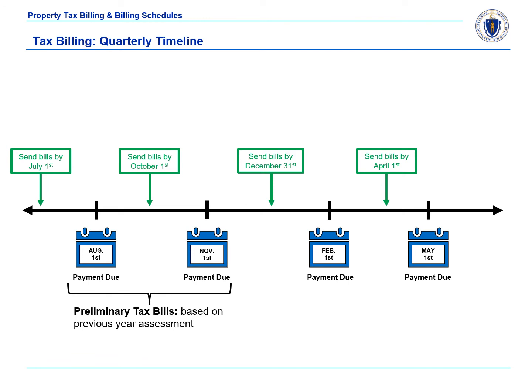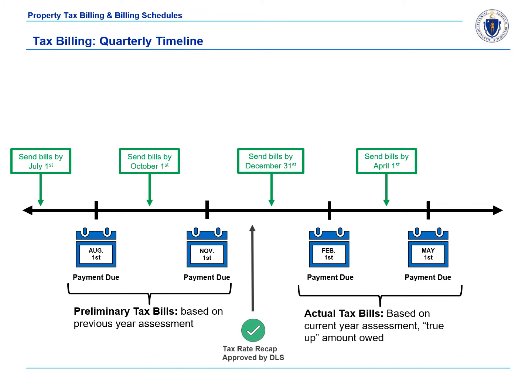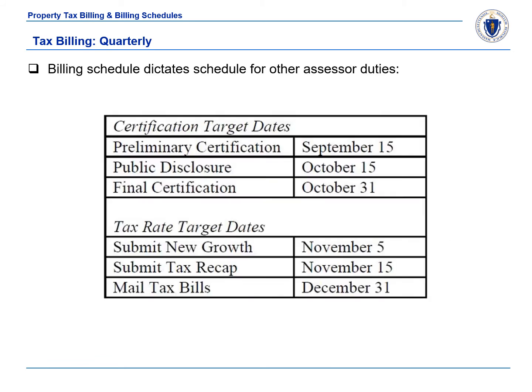The first two payments, called preliminary tax bills, are tax bills based on the prior year's tax data. These two bills cannot exceed 50% of the prior year's tax on the property. Once the tax rate recap has been approved, the city or town can tax the property at the current year's tax rate. Final bills will be based on updated valuations and will make up for the full amount owed by the taxpayer, meaning they will likely be different than the prior two preliminary bills.